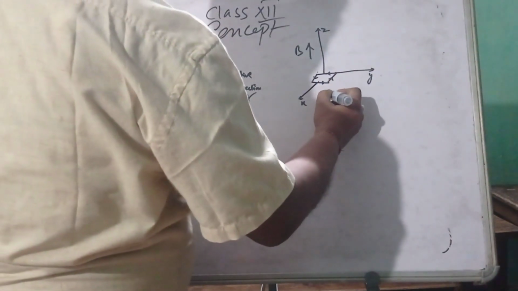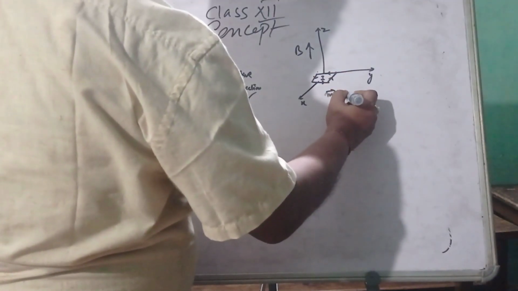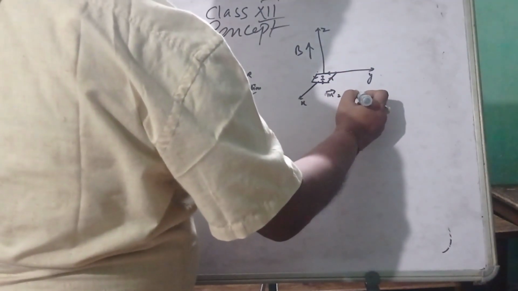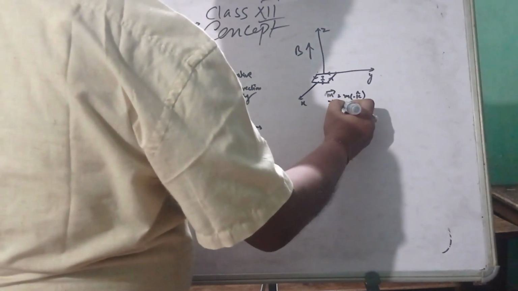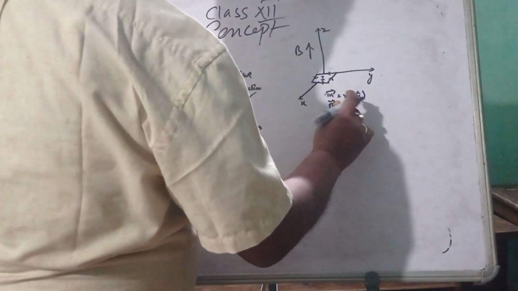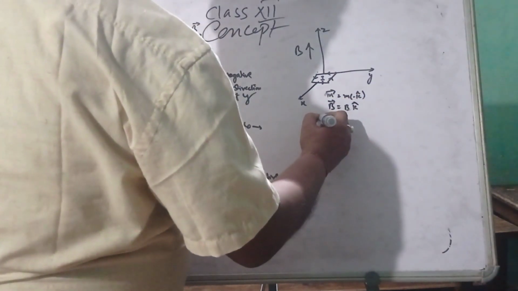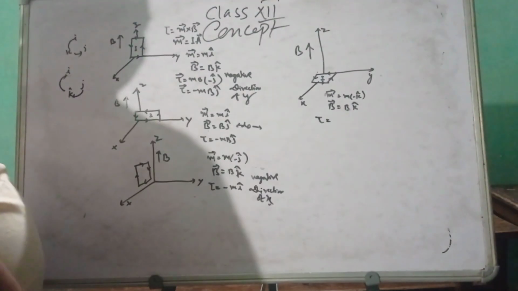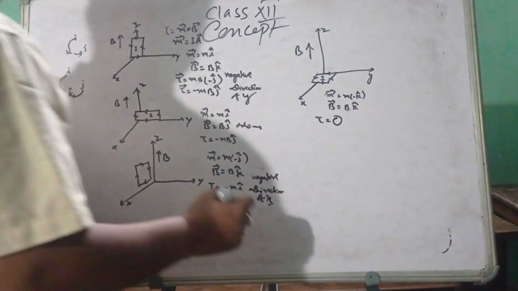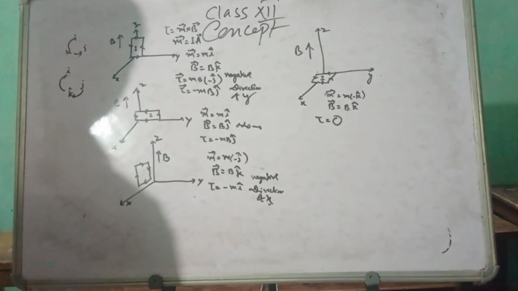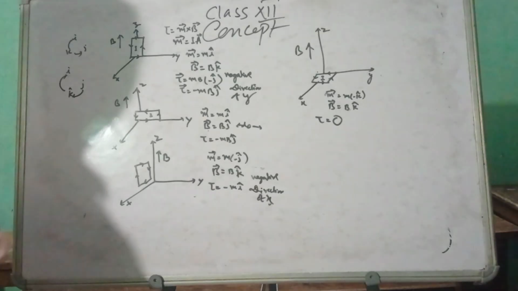So here your M, this is your I. So M will be minus K cap, and your magnetic field will be B K cap. So torque here will be K cap cross K cap, it will be 0. So here the torque will be 0. This is based on concept.